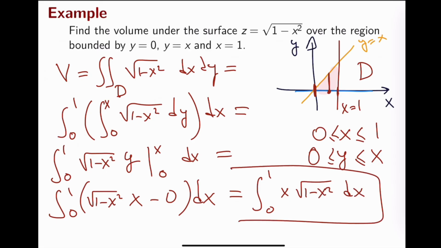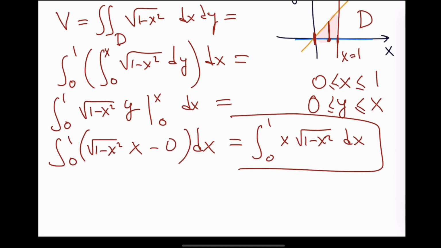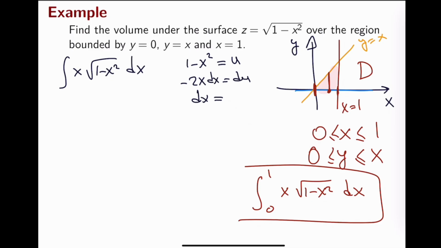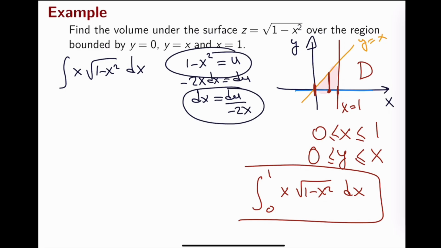So this function is not in the table, so we need to do a change of variable. So let's calculate that separately. I'm going to separately calculate just the primitive of x square root of 1 minus x squared dx. To calculate the primitive of this, I'm going to do a change of variable. 1 minus x squared equal u. The derivative is minus 2x dx equal du. And so dx is du over minus 2x.